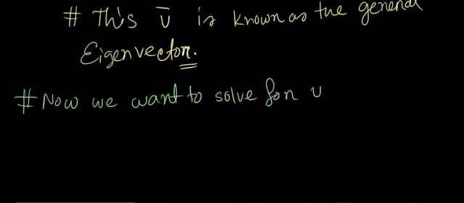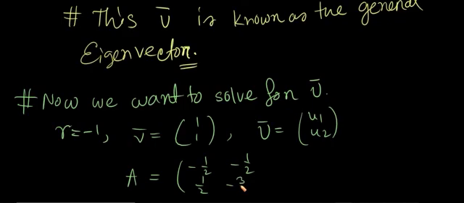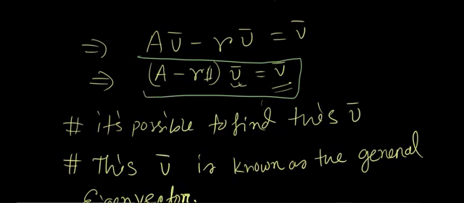Solve for u bar, and obviously we remind ourselves that r was equal to -1, v bar was equal to (1, 1). Let me denote the entries of u as u1, u2, and our coefficient matrix A was simply [-1/2, -1/2; 1/2, -3/2]. And now we are going to use this equation over here. So this will be the equation to use.